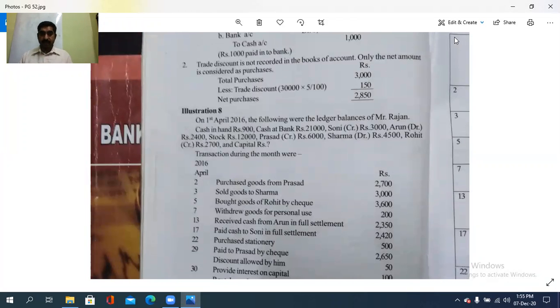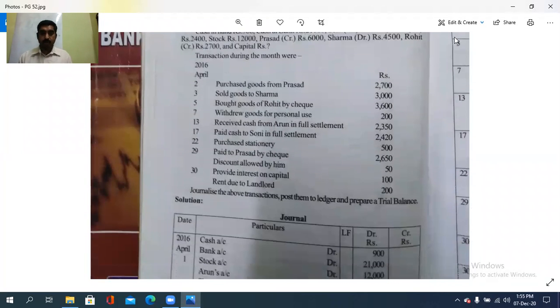So this is the opening entry. We need to pass it. Wherever the debit, that is the debit side, wherever the credit, that is the credit side, and the balance will be there for the capital. And there are the transactions during the month. Purchased goods from Prasad, sold goods to Sharma, bought goods of Rohit by check, withdrew goods for personal use, received cash from Arun in full settlement, paid cash to Sony in full settlement, purchased stationery, paid to Prasad by check at discount allowed by him, provide interest on capital and rent due to landlord. Journalize the above transactions, post them to the ledger and prepare the trial balance.